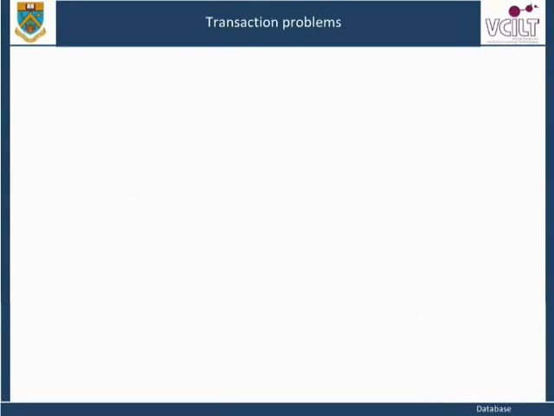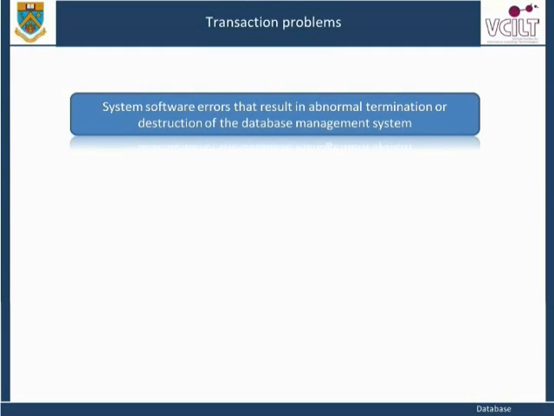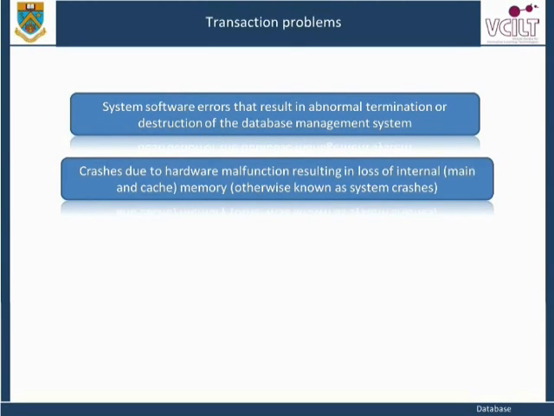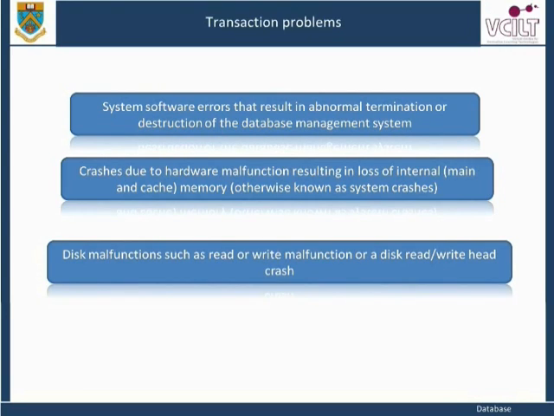Other transaction problems are system software errors that result in abnormal termination or destruction of the database management system. Crashes due to hardware malfunction, resulting in loss of internal, main, and cache memory, otherwise known as system crashes. Disk malfunction such as read or write malfunction, or a disk read or write head crash. This may happen during a read or write operation of the transaction.